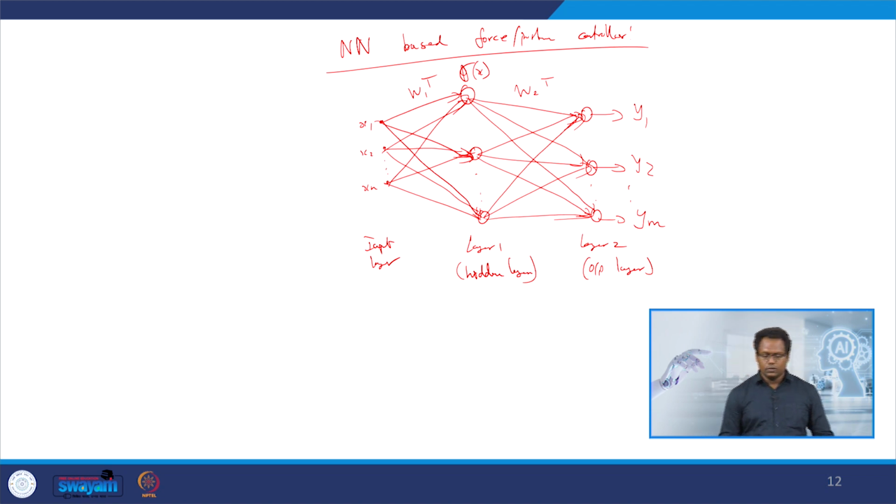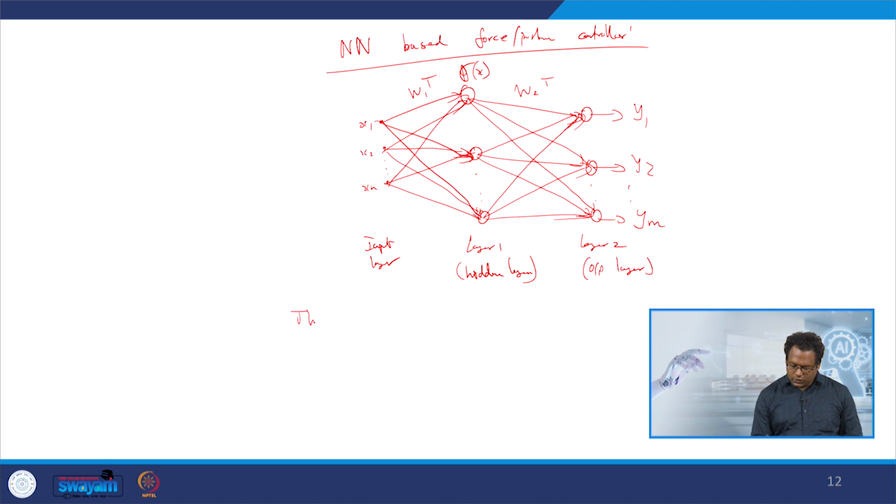Here sigma of x is the activation function involved with the input x, which is nothing but x into W1 transpose. So the output from the hidden layer is the activation function sigma of x and W1 transpose.